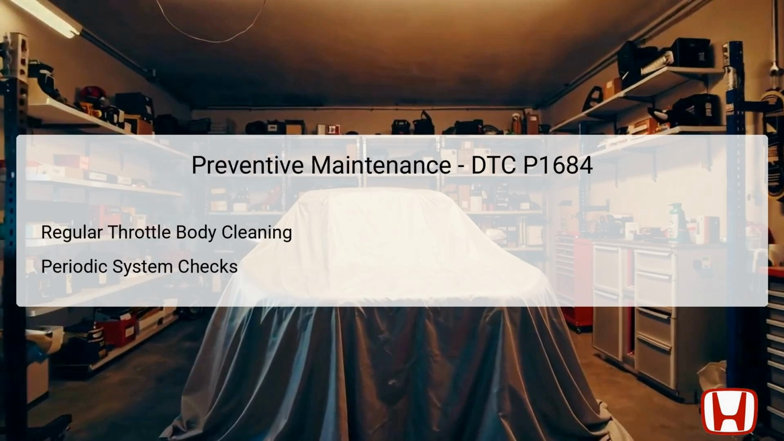satisfaction of the driver. To avoid facing DTC P1684 and related throttle issues in the future, preventive maintenance is a key strategy. Regular cleaning of the throttle body can prevent the buildup of dirt and grime that might impede the throttle valve's movement. This proactive measure ensures that the throttle assembly remains free from obstruction, thus maintaining engine performance. Additionally, periodic checks on all electrical connections associated with the throttle body and related sensors will help identify any potential problems before they escalate into major issues.